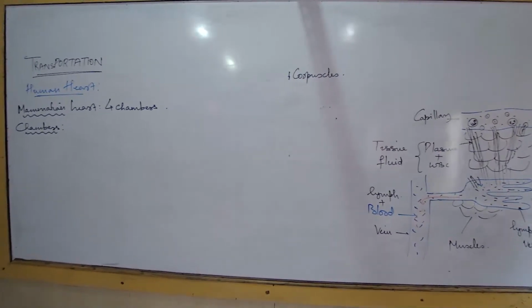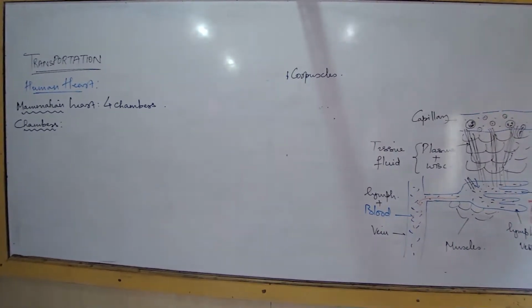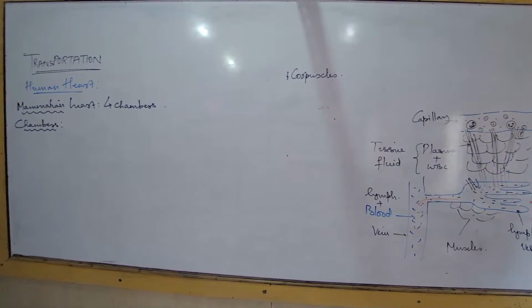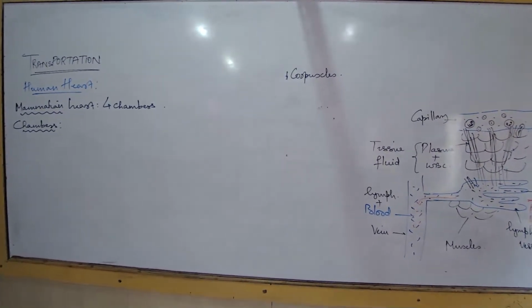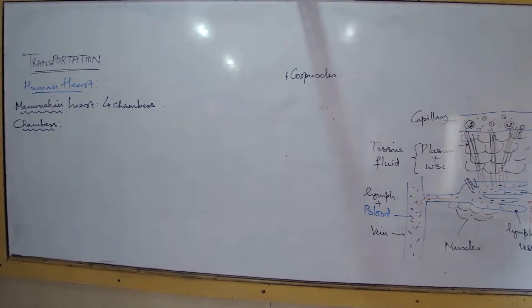I'm going to ask you every 2 minutes. I'm going to ask you one question. Every 2 minutes, I'm going to ask you one question. Keep your brain cells alert. Give me examples of mammals.